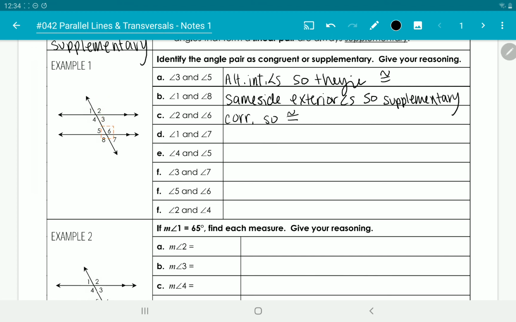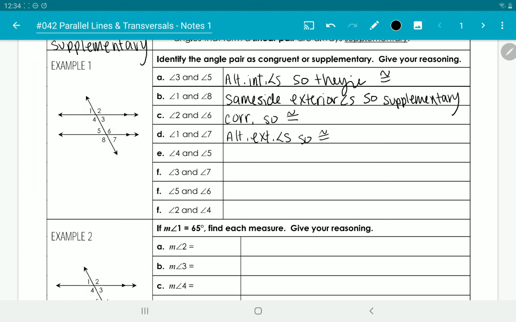Angle 1 and angle 7. Okay, they're on the outside of the parallel lines, and they're on opposite sides. So they're going to be alternate exterior angles. Okay, so that means if you check up there, alternate exterior angles are congruent.